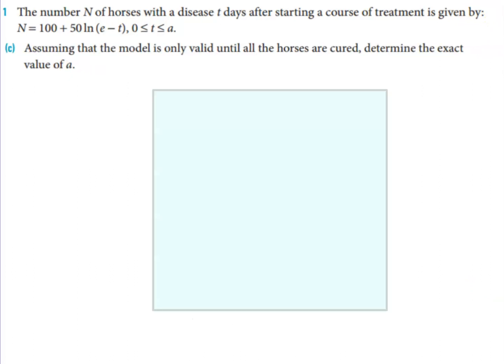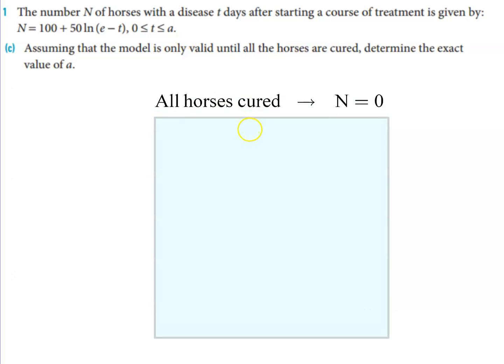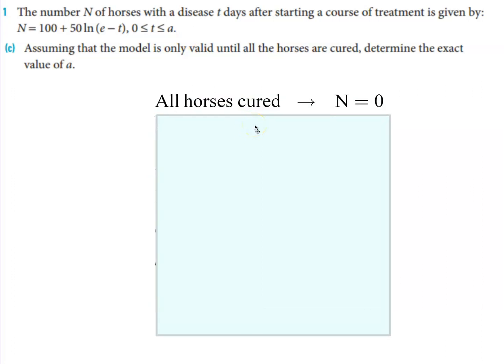Assuming that the model is only valid until the horses are cured, determine the exact value of A. This question's worded a bit differently to ones you've done in the past. So again, stop the video, have a good think about it, and see if you can do this without any assistance. Otherwise, just watch along. Effectively, what we're trying to do is find out what's the biggest value of t. To do that, we're going to say that the disease is over when n goes to 0.